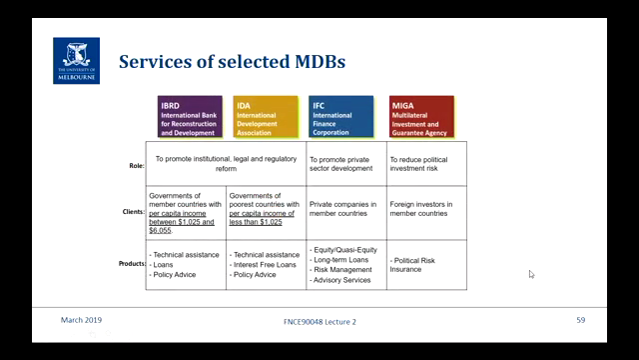So let's look at a couple of them. IBRD and IDA, their role is to promote institutional, legal and regulatory reform. One of them focuses on governments of member countries with per capita income between $1,025 and $6,055. Per capita income is average annual income. IDA focuses on the ones at the very low end, those that have per capita income of less than $1,025.